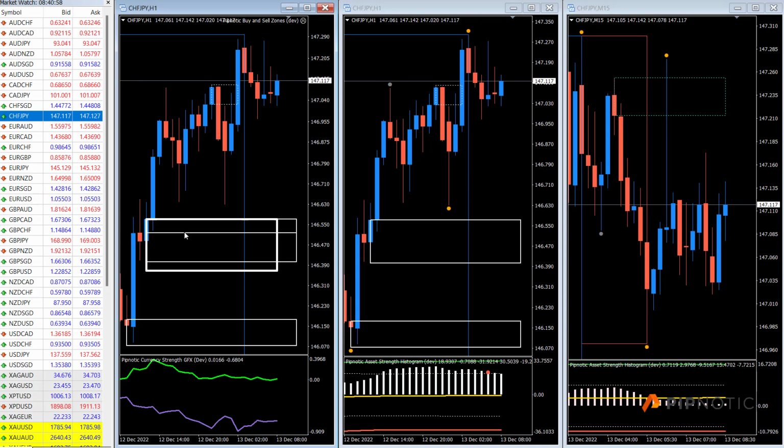But I like this level here better because price left here. This is the candle that left, the slingshot was pulled back and then we departed. So I prefer this one here. So I would take this trade here.